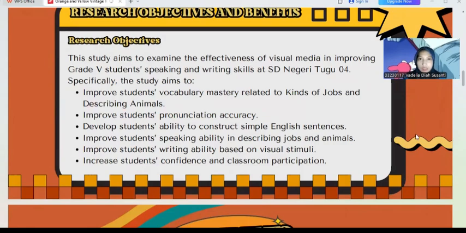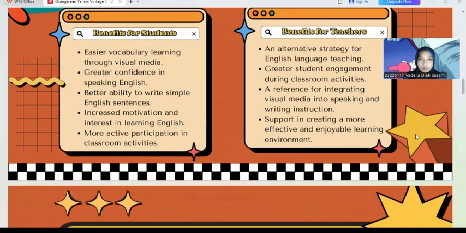And the next slide is the benefit. This research provides several benefits for students. First, pictures make vocabulary easier to understand. Second, students become more confident when speaking English. Third, students are able to write simple English sentences more easily.